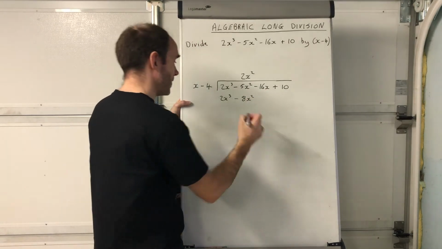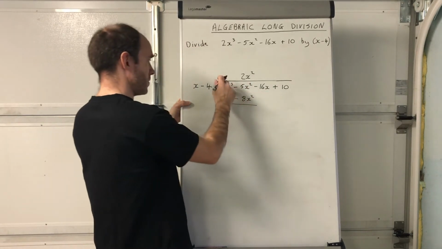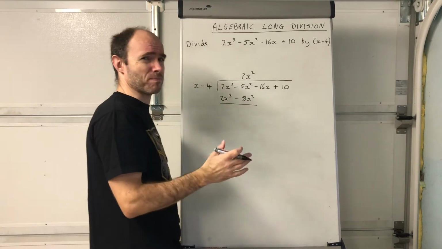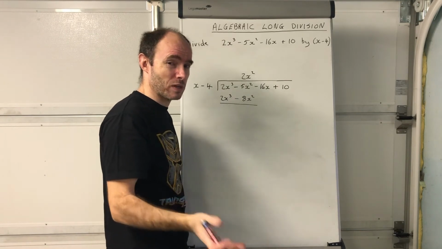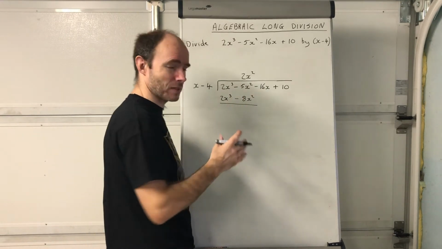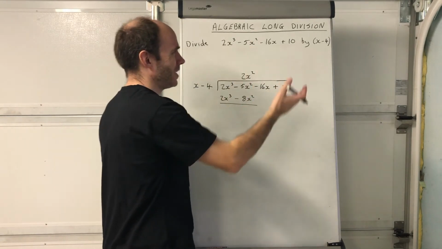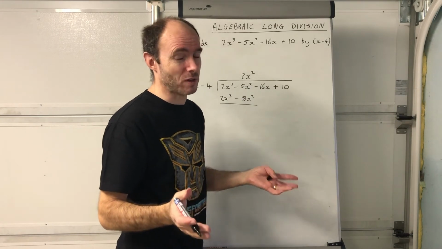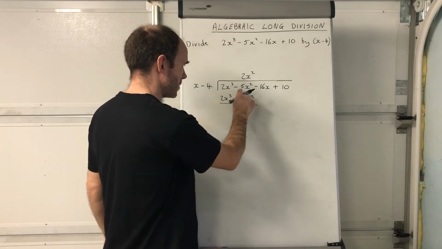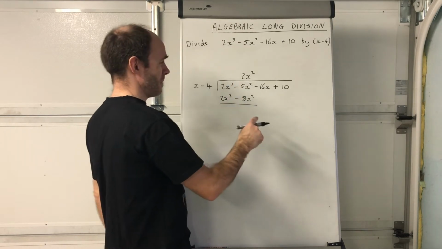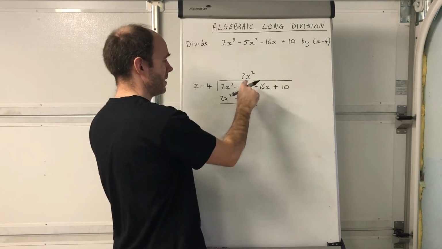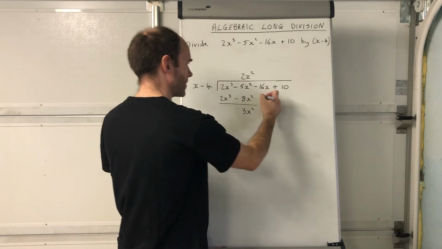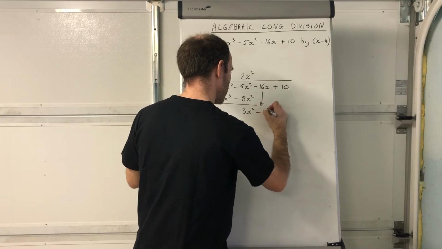Then we find the difference between these two. This subtract this is always 0, otherwise you've got it wrong. And then this subtract this. This is where the vast majority of errors occur, to be honest, when you're subtracting with negatives. I know it's long and you probably just want to get through it as quickly as possible, but it really messes up your question if you get it wrong, so make sure you're paying full attention and focusing. So -5 plus 8 is 3x squared. Then we bring the next term down, the -16x.